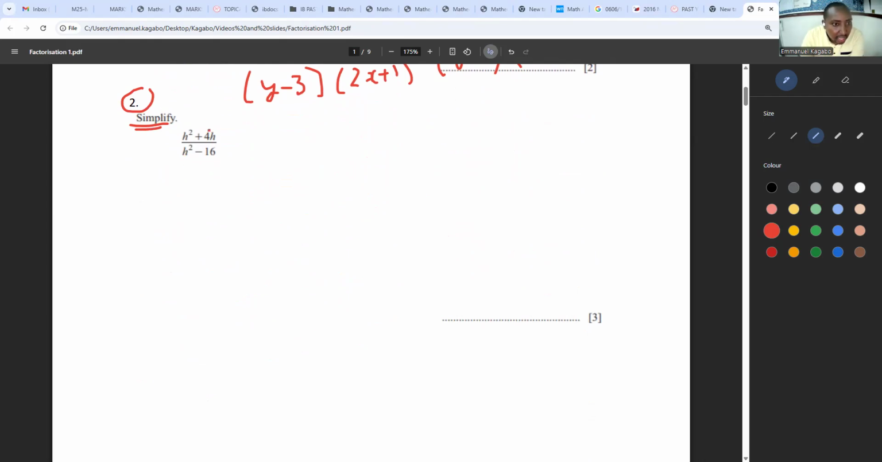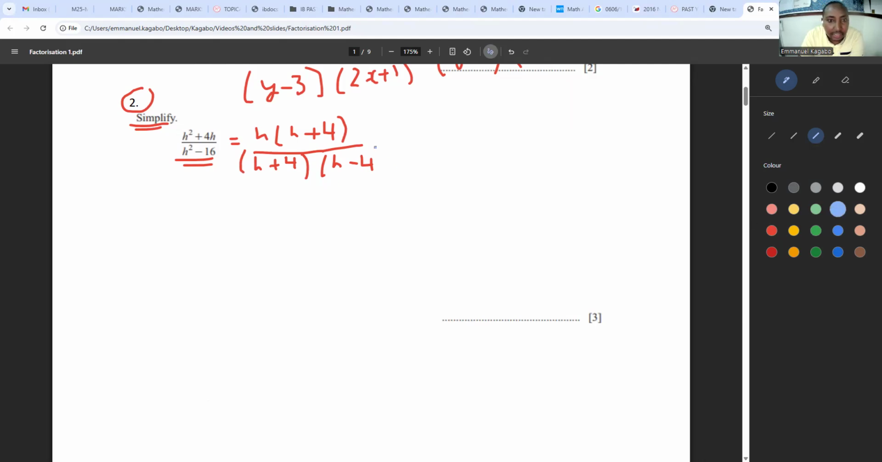Now, here is a case of factorizing where you have to factor out the highest common factor, and the common factor here is h. So our main is h inside plus 4, altogether, guys, over, what's the highest common factor? This is the difference of two squares, which will give me h plus 4 bracket h minus 4. Altogether, guys, very good. Now, when I reach here, what do you see?